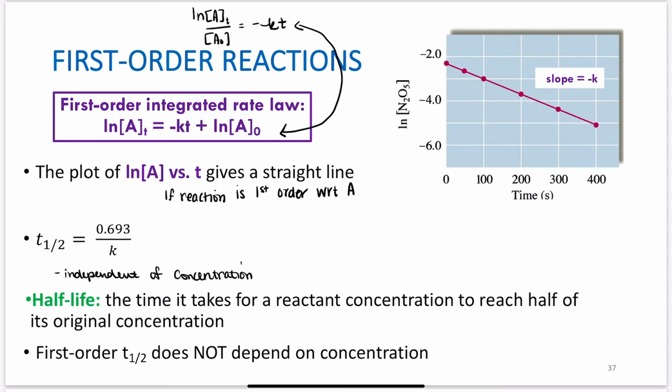very little left. The half-life is defined as the time it takes for a reactant concentration to reach half of its original concentration, and first-order half-life does not depend on concentration, completely independent. So we see here, if I take the natural log of N2O5 versus time, I get a straight line. That means that this reaction is first order with respect to N2O5. The previous module, we talked about using initial rates to determine the order of reaction. In this section, we're using integrated rate laws to determine the order of reaction.